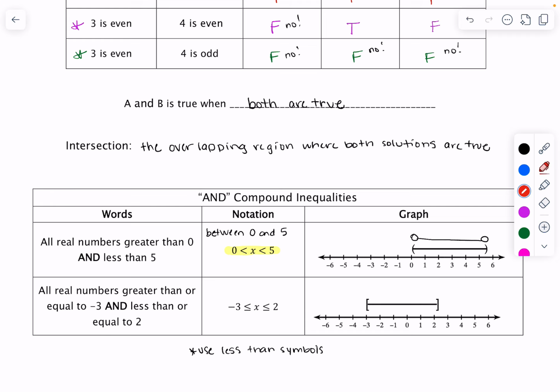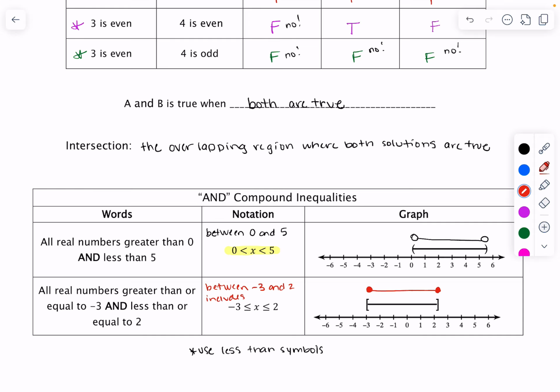The second example just says what happens when we have to use brackets. So this is still between -3 and 2, but it also includes the -3 and the 2. That's why I would either have brackets, or I could have a closed circle on -3 and 2, and then a line connecting them. Okay, so this is called an intersection.